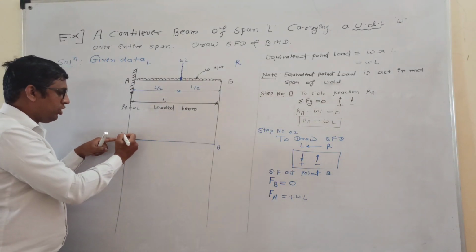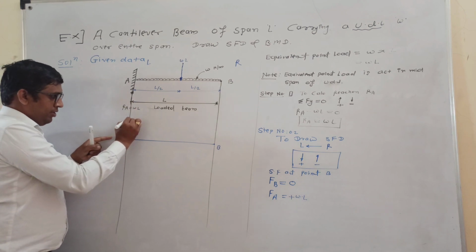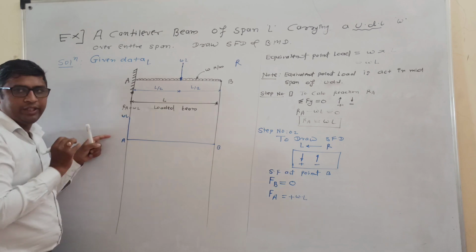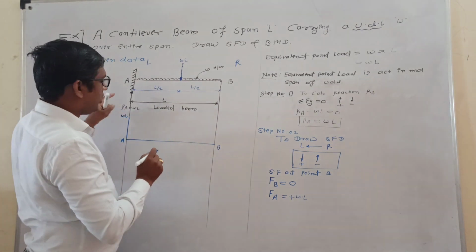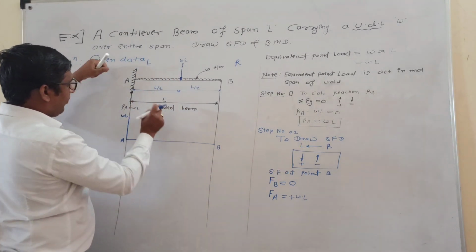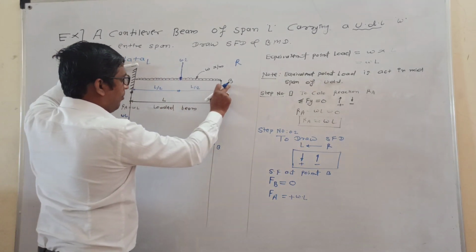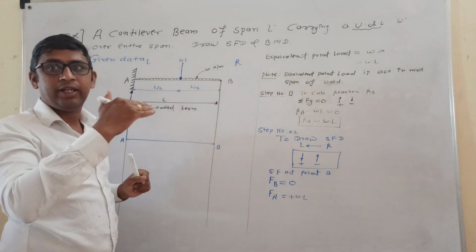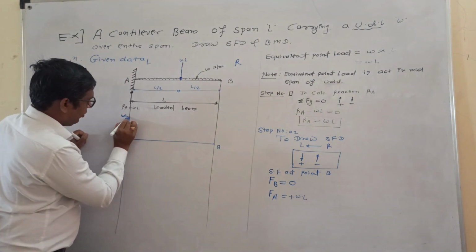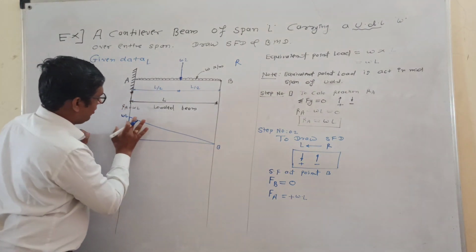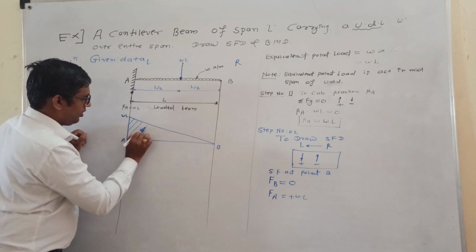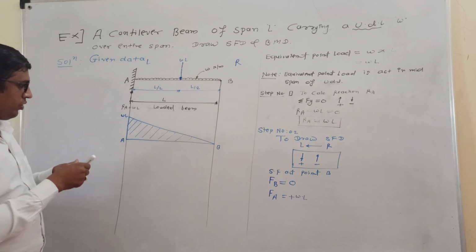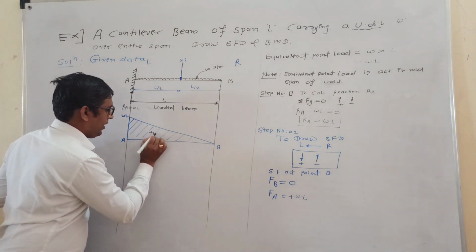Plus means you have to draw it above the baseline. This is positive, W into L. This is your A point. Okay, you have to draw the shear force diagram. In between A and B, there is a UDL, which means you have to draw an inclined straight line, and this is your shear force diagram. This is your positive shear force diagram.